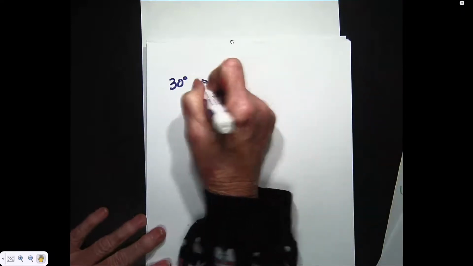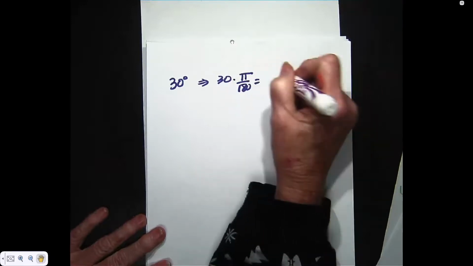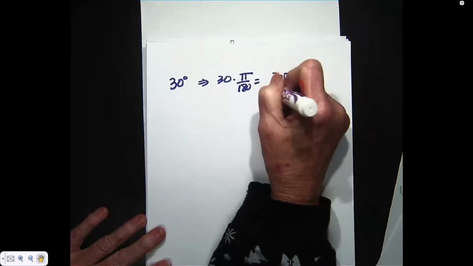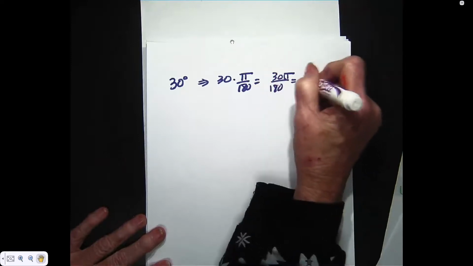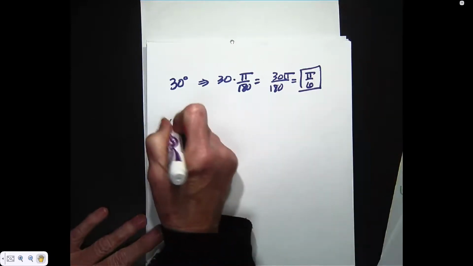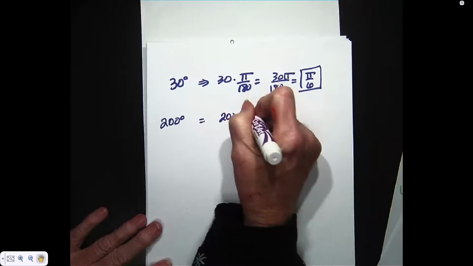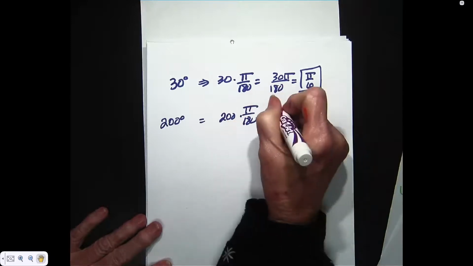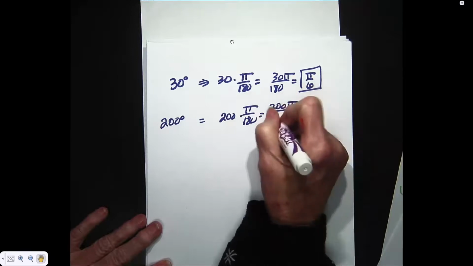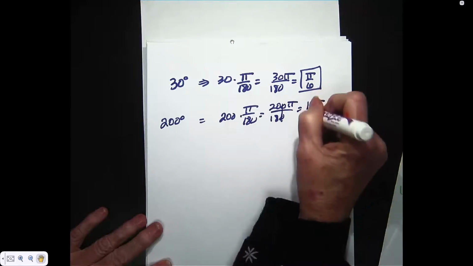So if I was looking for 30 degrees, that would be 30 times pi over 180. So 30 pi over 180, reducing that gives me pi over 6 radians. 200 degrees. So 200 times pi over 180. So 200 pi over 180. Then reducing that gives me 10 pi over 9.